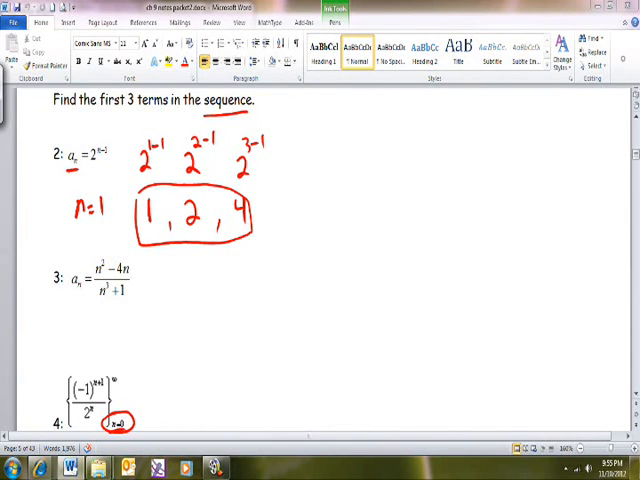So for the next one, we just plug in 1. 1 squared is 1, minus 4 over 1 cubed, which is 1, plus 1. That would be our first term. And then our second term, we plug in 2, we get 4 minus 8 over 2 cubed, which is 8, plus 1, which is 9, so on and so forth. 9 minus 12 over 27 plus 1. Simplify, see what you get for each term, and that's it.